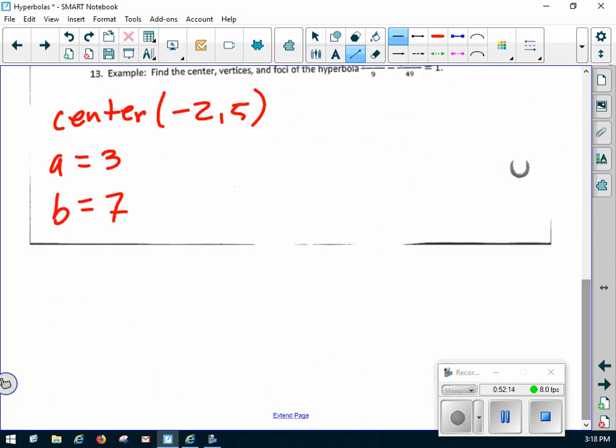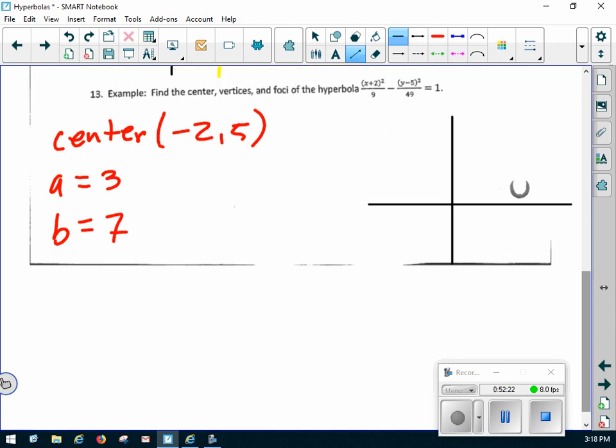I still need a teensy bit of sketch. Center is at (-2, 5). Center's right there. I'm just real visual. I just need a picture. Draw a picture. It helps me if I draw a picture.